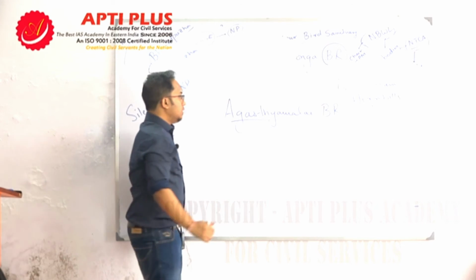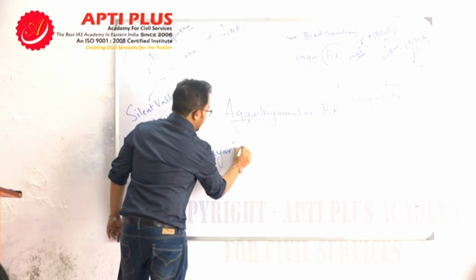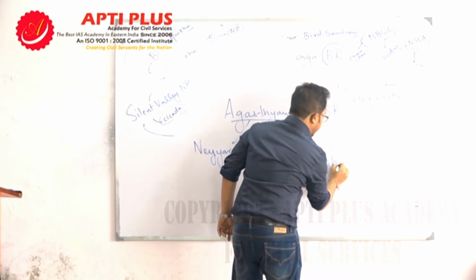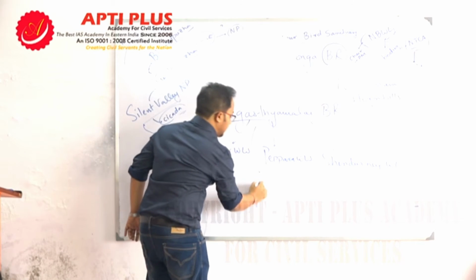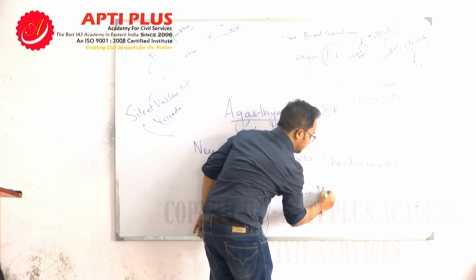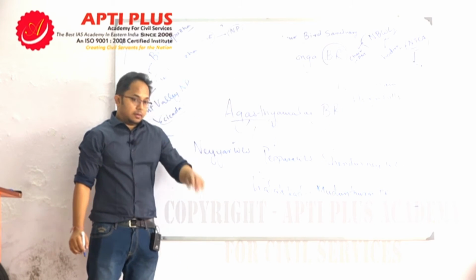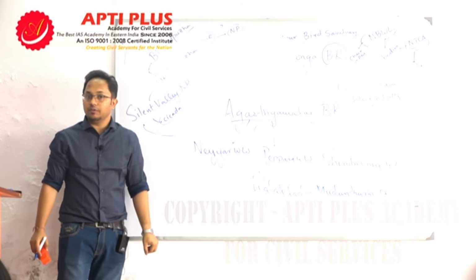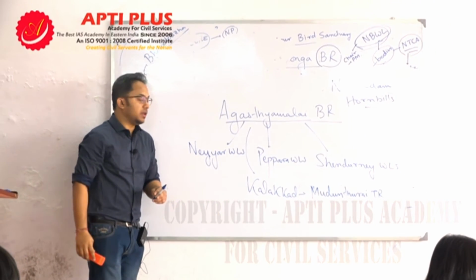Agastya Malai Biosphere Reserve. और ये जो Agastya Malai Biosphere Reserve है, it consists of various components like Neyar Wildlife Sanctuary, Peppara Wildlife Sanctuary, Shendurne Wildlife Sanctuary, Kalakad Mundanthurai Tiger Reserve. These were the components of Agastya Malai Biosphere Reserve, which was the 10th entry from India into the world network of biosphere reserves. Okay, so this is regarding the Agastya Malai Biosphere Reserve.